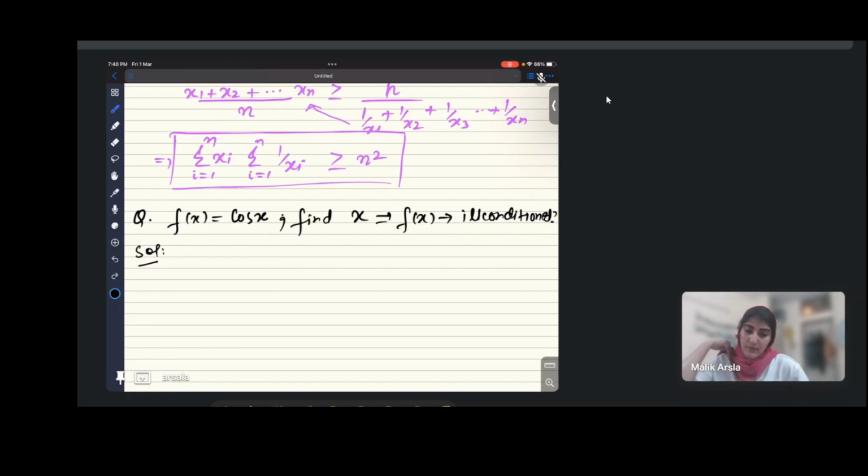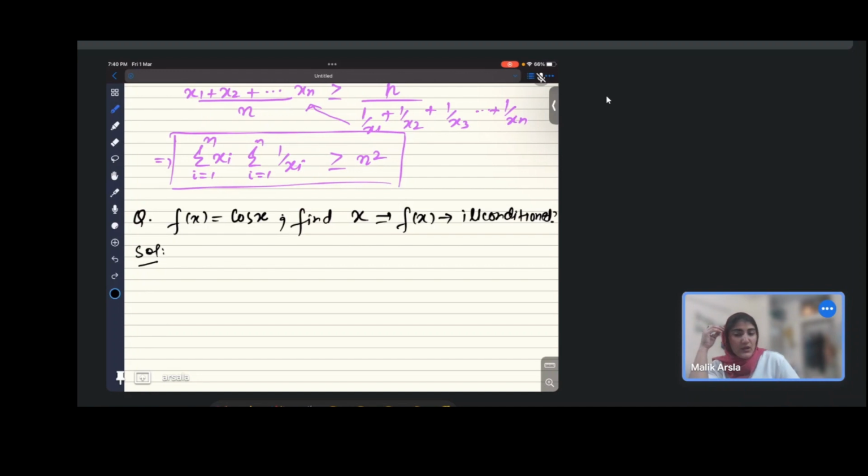If x is 0, it means it is well conditioned. If the condition number k is coming near to 0, that means the problem is well conditioned. If the condition number is tending to infinity, then it will be around pi by 2, it will be going to infinity. If cos x is coming out to be 0, then x will be what? Odd multiples of pi by 2, right?